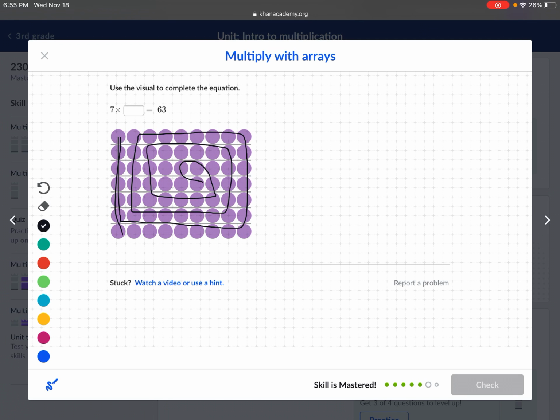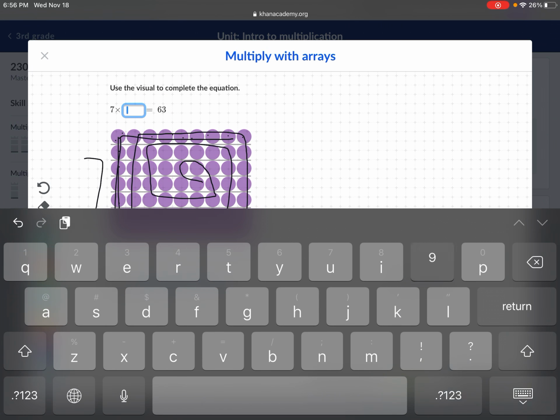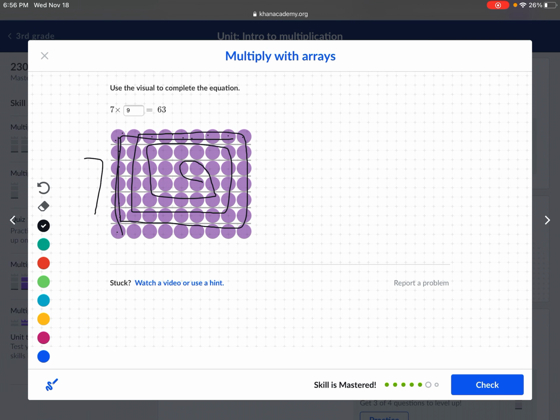So I know that 7 times 9 is 63. But just in case I'm wrong, I'll check. So 1, 2, 3, 4, 5, 6, 7. 7's right here. If there's no 9 here, that means I'm wrong. But if there is a 9, I'm right. So let's see. 1, 2, 3, 4, 5, 6, 7, 8, 9. So 9, I'm right. So you can guess by your knowledge, but I suggest you still look on the array or make your own array just in case you get it wrong.